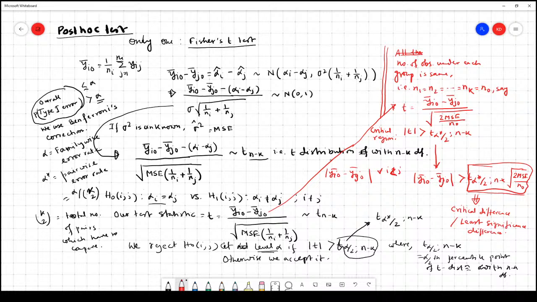Just compute these portions, then compute this value and verify whether this difference is greater than the critical value or not. If the difference for any pair is greater than this, it means the corresponding pair is significantly different from each other. Okay. So please tell me, do you have any questions or queries regarding these portions?